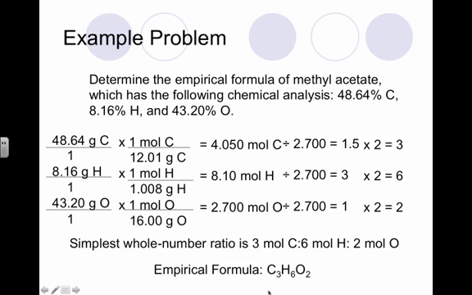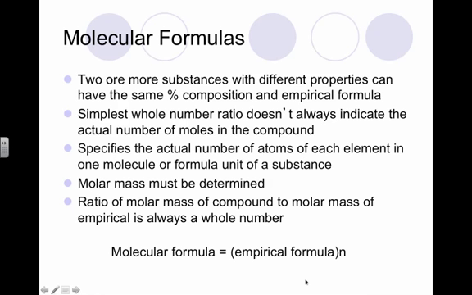Now it doesn't make a difference what order you write it in, whether the H comes first or the C. As long as you get these little numbers correct is what matters. Right. Now for molecular formulas, this is basically when you have the same percent composition and the same empirical formula. The simplest whole number ratio doesn't always indicate the actual compound, because sometimes you wind up with a substance where 1 mole of the substance weighs more than just the empirical formula would show. So that means there's a different ratio involved, and it deals with multiples.